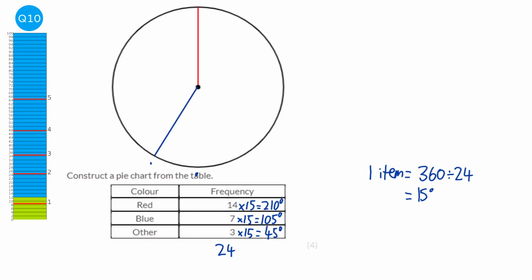Then to do 105, we're going to put our protractor in the middle, and we're going to look at 105, which will be up here. And then we're just going to join it up with a straight line. And then we're just going to check the last angle. If I put my protractor on it, it is 45 degrees. Perfect. Now, an important step to not miss is you need to label them. So the first one is red, the second one is blue, and then the final one is other.